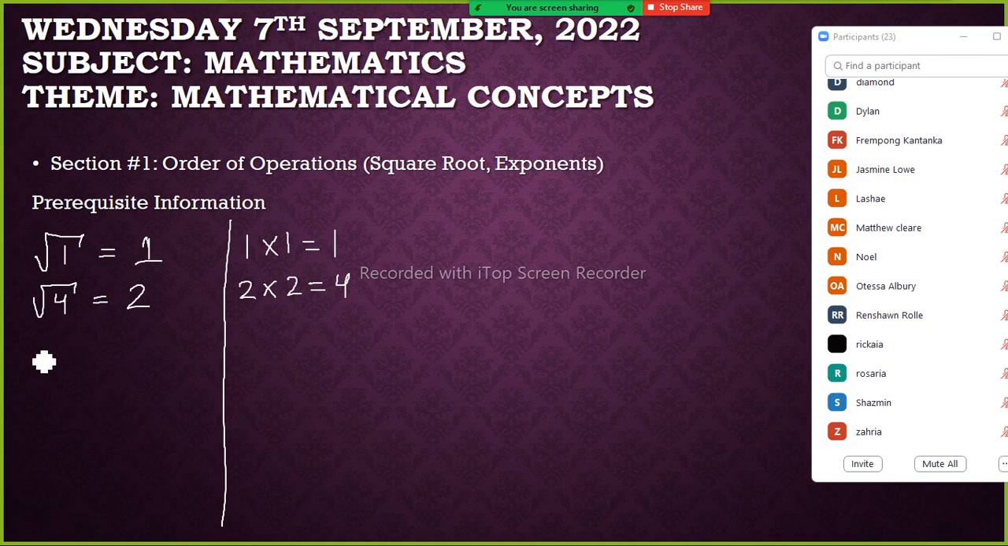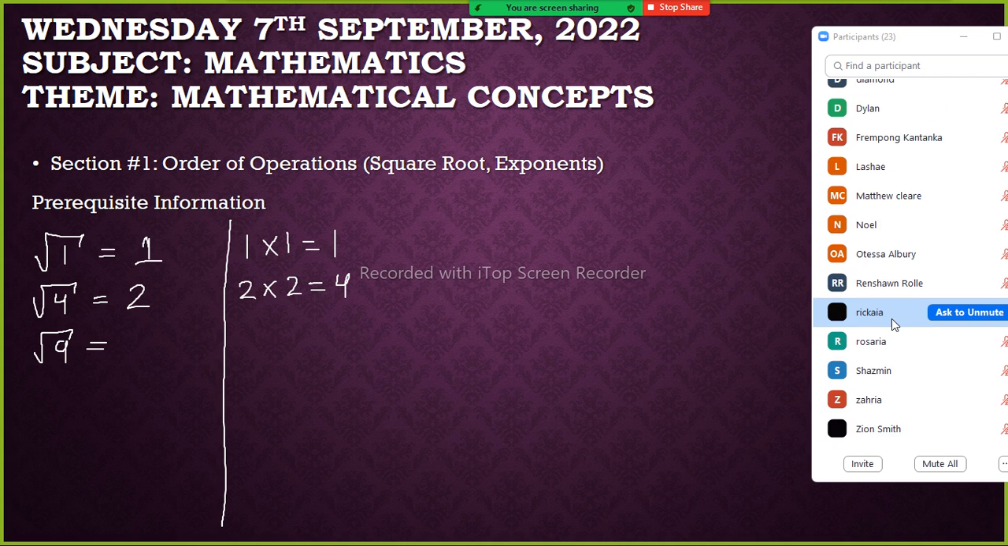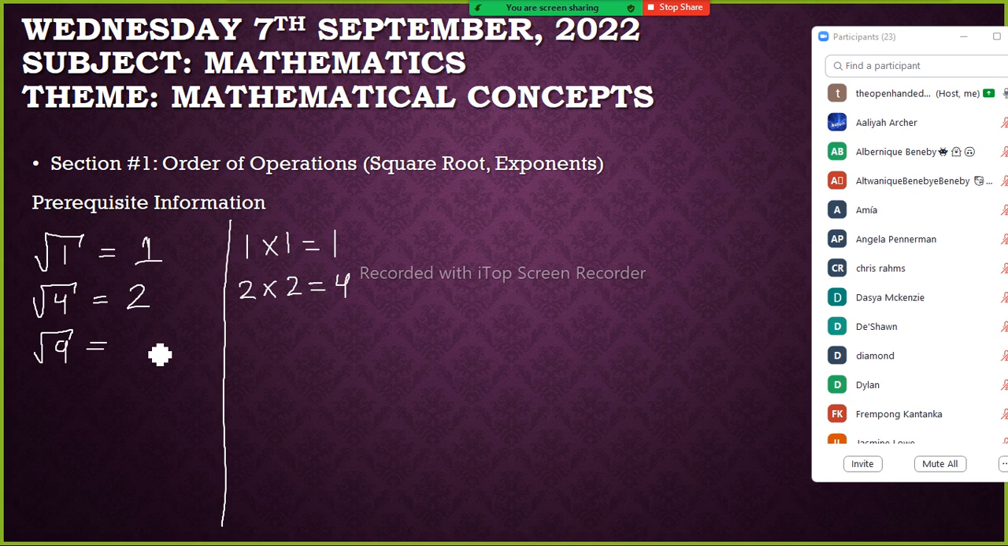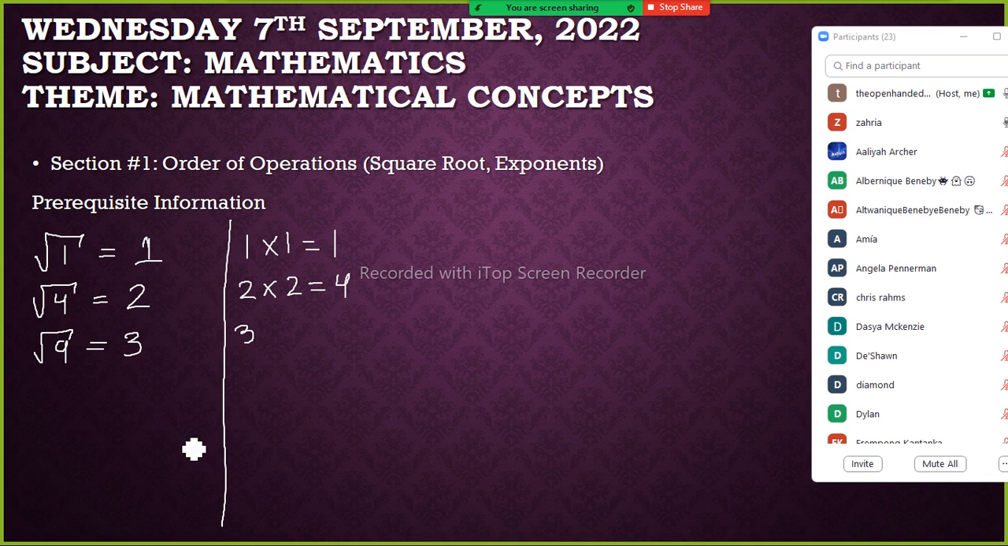Let me have the square root of 9. What's the square root of 9, Rosario? Square root of 9. Another one from Rosario. I like him. Square root of 9. 3. Thank you, Zaria. Why is the square root of 9 3? Because 3 times 3 is 9.